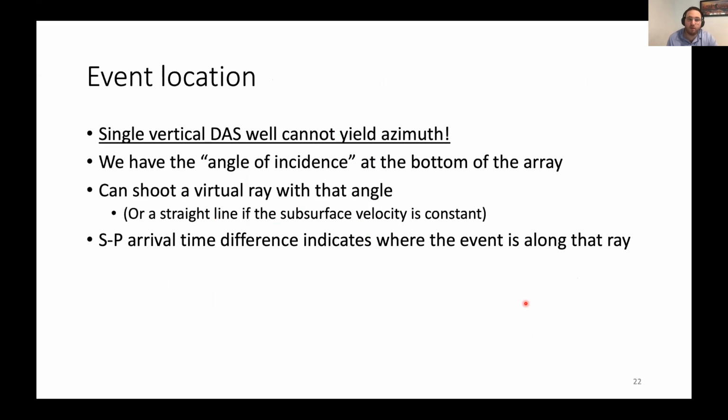And we can also do event location. I keep repeating that, but we cannot get the azimuth, which is a pain. But as I said, during the detection, we get the angle of incidence at the bottom of the array. So like a thought experiment is you have the angle at the bottom of the array, you shoot a ray from the bottom with that angle, and you know the event has to be somewhere along that ray. Now, if you assume the velocity in the subsurface is constant, then this ray is going to be a straight line. If not, it's going to follow the velocity model. And then you take the S2P time to locate the event along that ray.